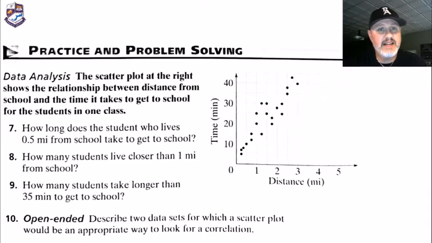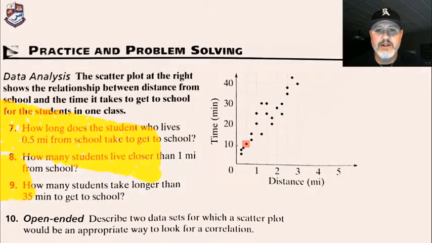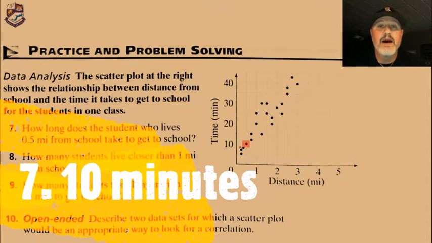All right, and time for the last section. We're going to look at this scatter plot, distance versus time. Number 7, how long does the student who lives half a mile from the school take to get to school? It's kind of tough because these lines aren't really well seen, but this is the half a mile. So this is miles, this is half a mile. There's only one person that traveled exactly half a mile. So how long did it take them? Well, if we went over back here, it'd say 10. So that would be 10 minutes.